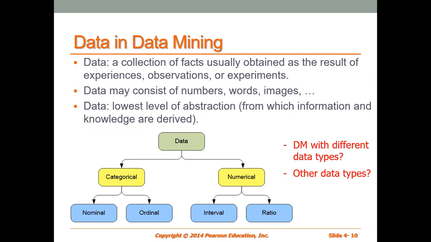Now we see different types of data. You might know the difference between numerical data and categorical data. Can anyone tell me what is numerical data and what is categorical data?